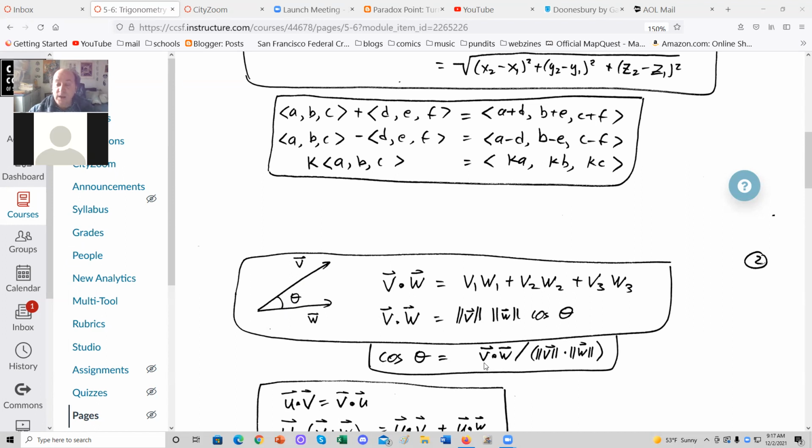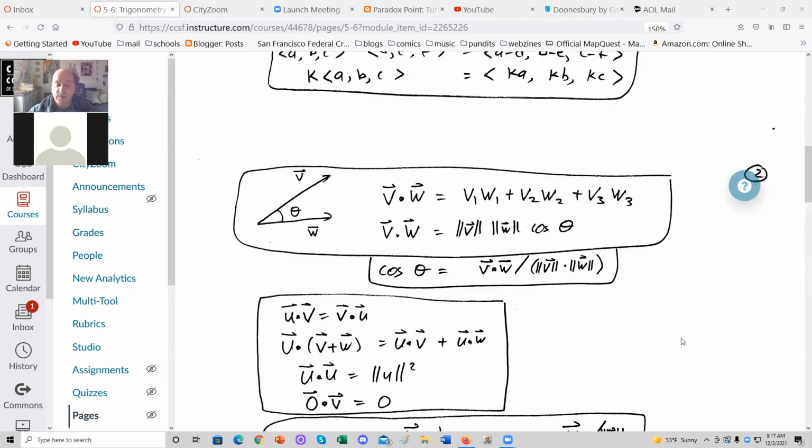Therefore, cos theta is the dot product divided by the product of the lengths: v dot w divided by length of v times length of w. And theta will be the arc cosine of this ratio.